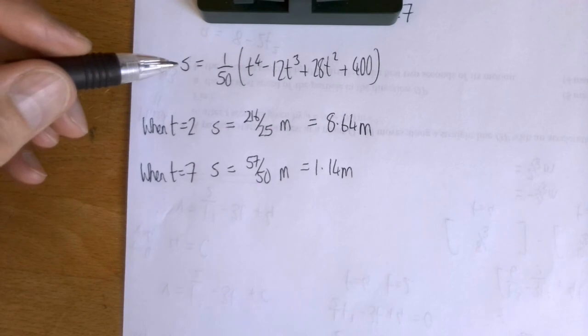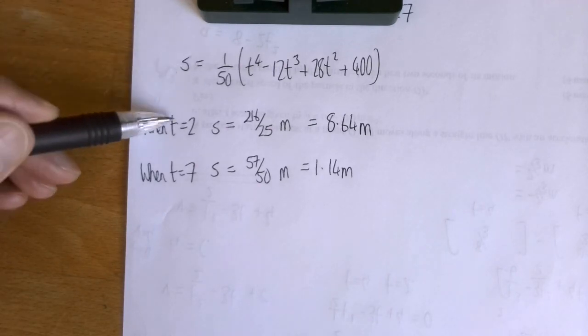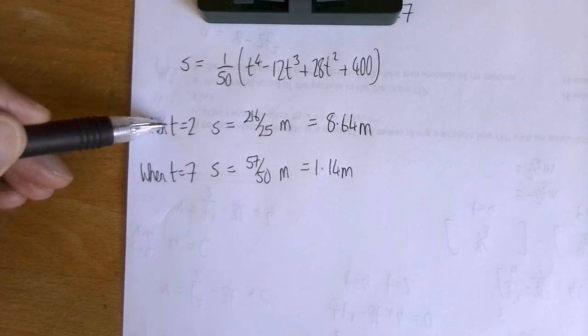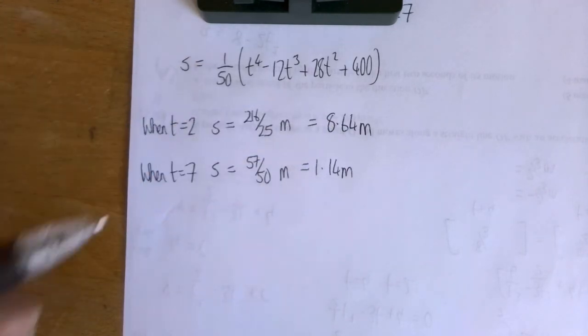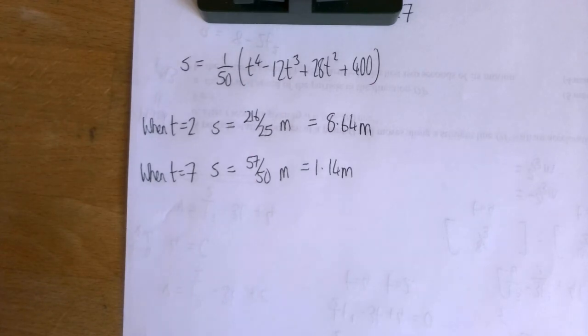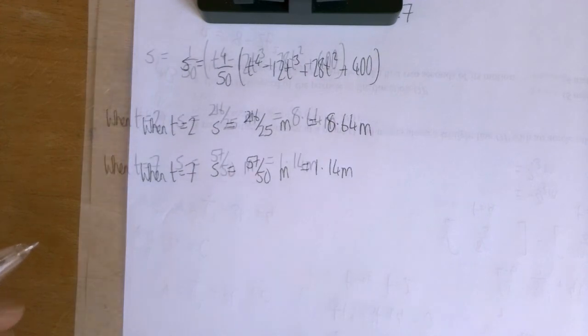So here's my original s equals formula. We know that it reaches its maximum height when t is 2 and its minimum height when t is 7. So those are the values I get, and I just used my calculator for that. I didn't do anything manually at all.